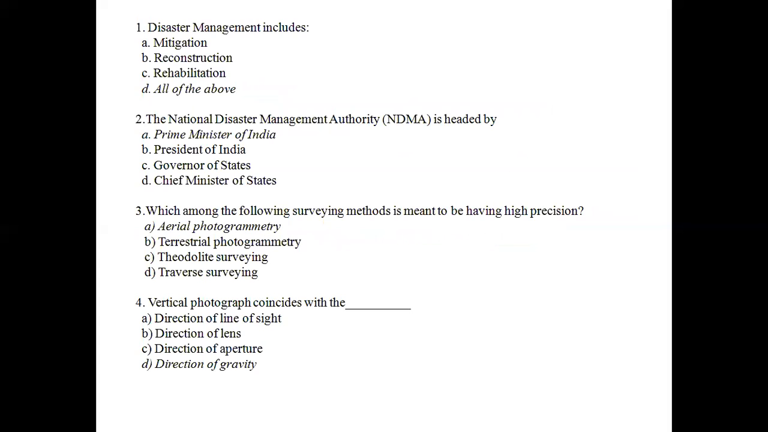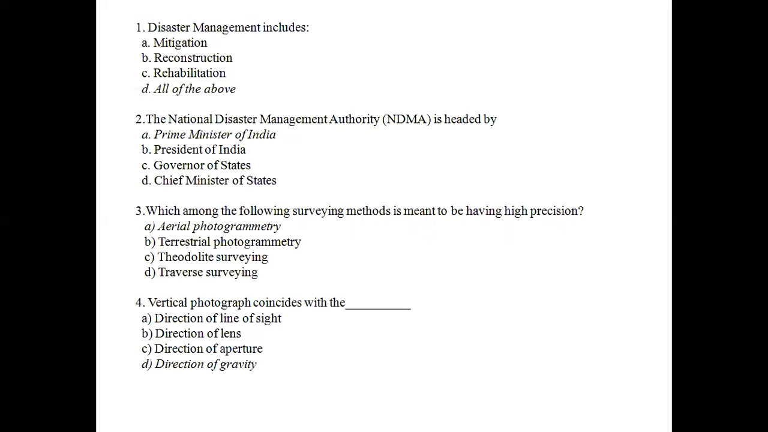So let us go through some multiple choice questions in this session. Disaster management includes options: mitigation, reconstruction, rehabilitation, all of the above. You have to find the correct answer for that. Second question, the National Disaster Management Authority, NDMA, is headed by option number one, Prime Minister of India, President of India, Governor of the states, Chief Minister of the states. We have four options in this. You have to identify the correct answer for this.